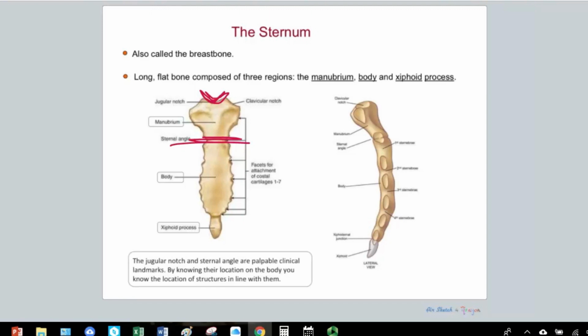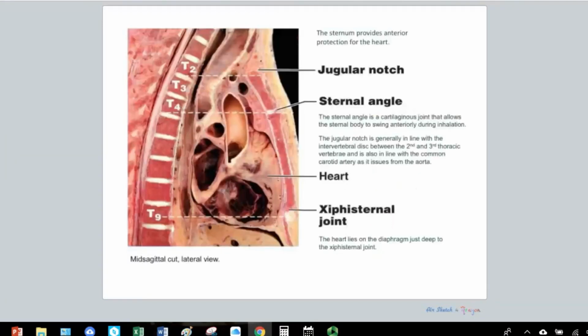So if you palpate the jugular notch, you're in line with other features. And this is what this is showing here. This is your jugular notch, which again you can palpate. And the jugular notch is generally in line with the second and third thoracic vertebra right there. And it's also where the common carotid artery comes out of the aorta.